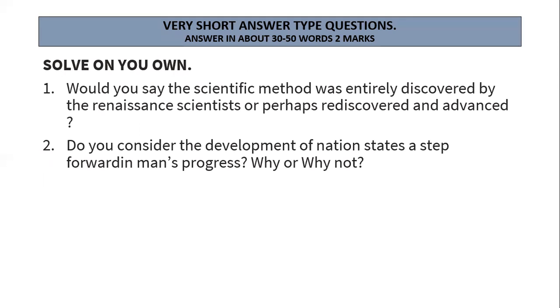These are the two questions that you're going to solve absolutely on your own. Would you say the scientific method was entirely discovered by the Renaissance scientists, or perhaps rediscovered and advanced? I repeat, would you say that the scientific method was entirely discovered by the Renaissance scientists, or perhaps it was rediscovered and advanced? And you will give evidence, or you will justify your reasoning also.